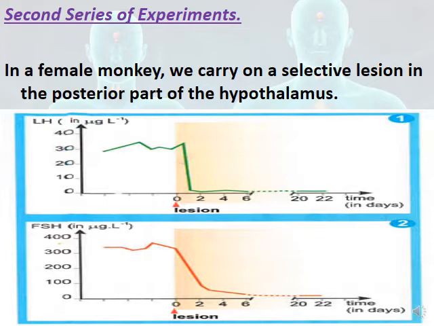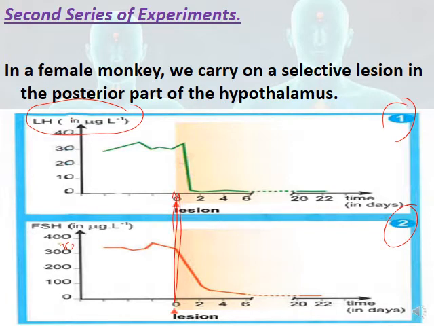In a female monkey, we carried out a selective lesion in the posterior part of the hypothalamus. So the levels of LH and FSH are shown in the figure, parts 1 and 2. At the beginning, the level of LH was 30 micrograms per liter, and the level of FSH was approximately 350 micrograms per liter. The lesion occurs here at this time.